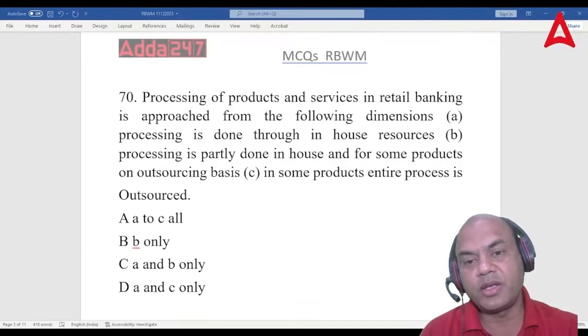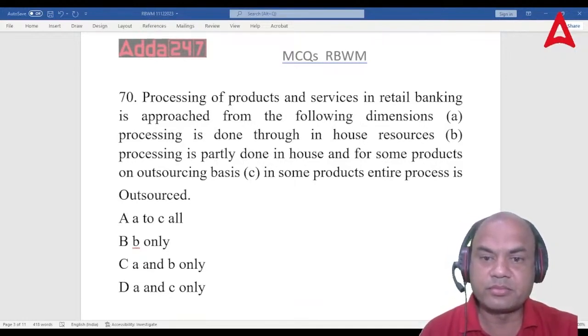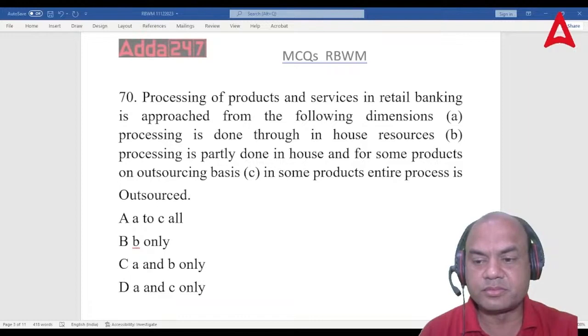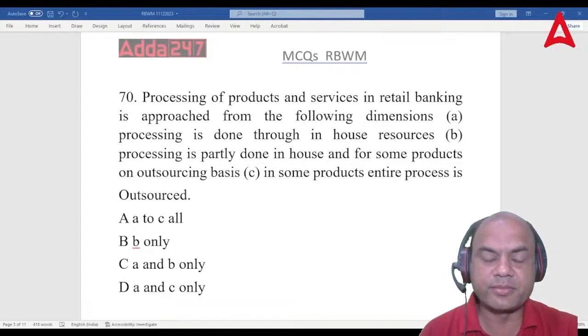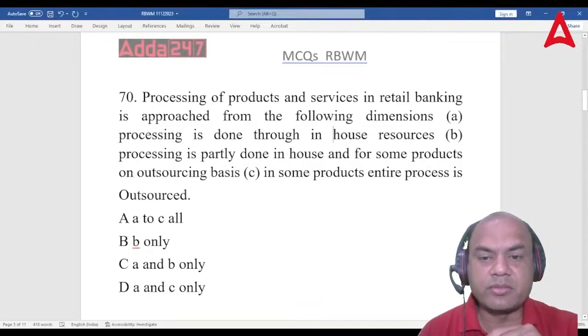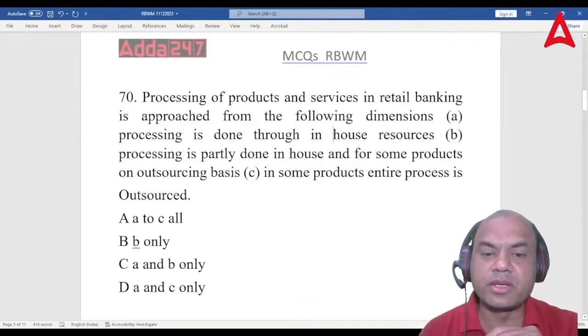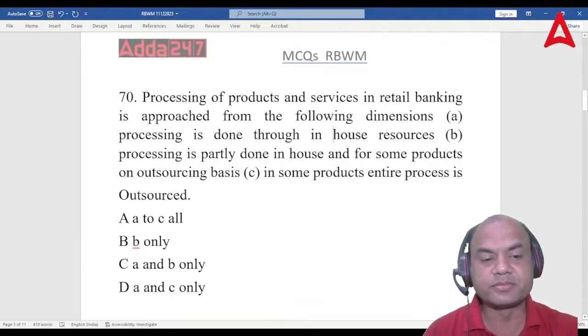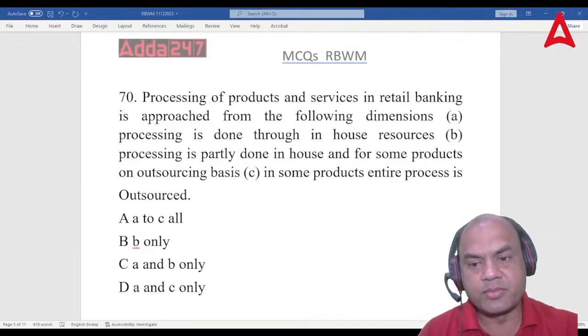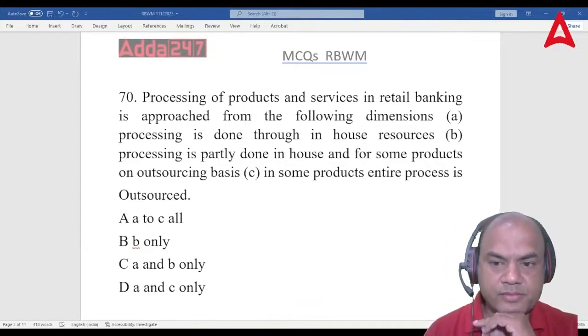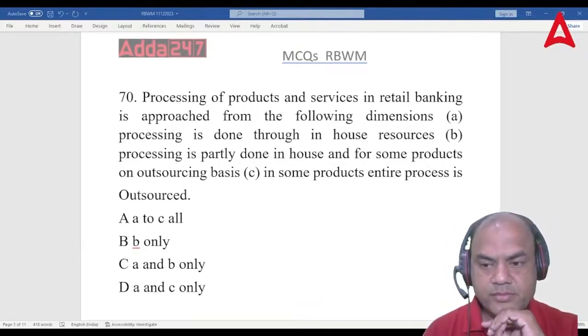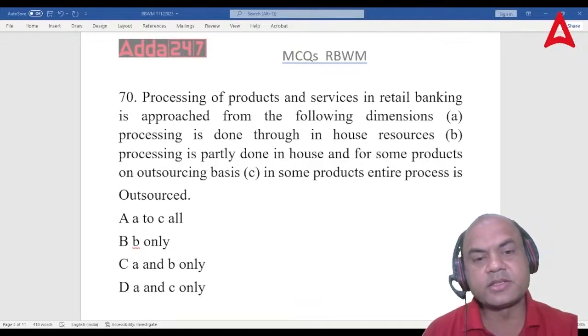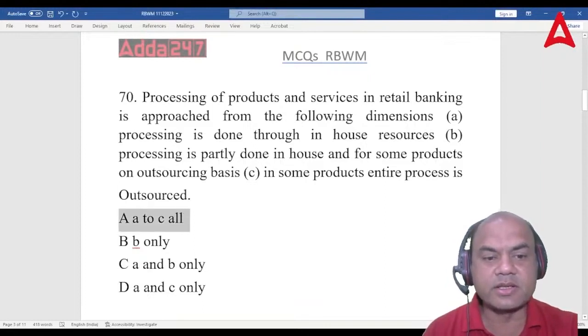Think over it, everyone. Is it A to C all, meaning some completely in-house, some outsourced, some in-house and completely outsourced? Is it something like that? Or only B? Many of you are thinking B is the answer. What do you think? The answer is A to C all. This is the answer, right?